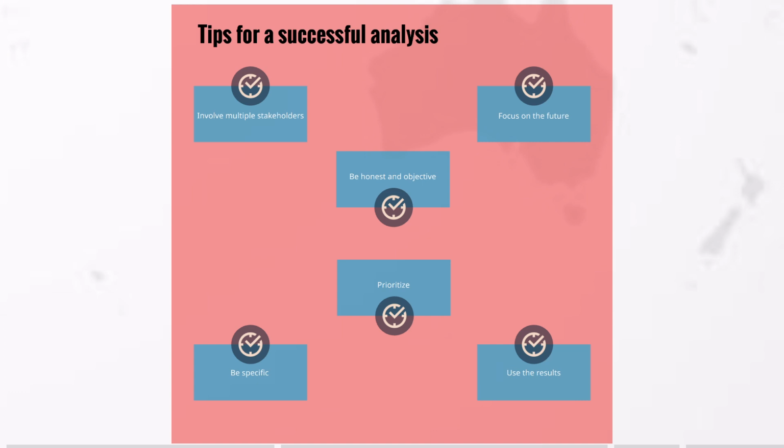So here are some tips for making the most of your analysis. First, involve multiple stakeholders. The more perspectives you can gather, the more comprehensive your analysis will be. By involving a diverse group of individuals, you can gain a more nuanced understanding of the situation and develop more effective solutions. In another perspective, you can use AI such as ChatGPT to also limit bias and gain more perspectives.